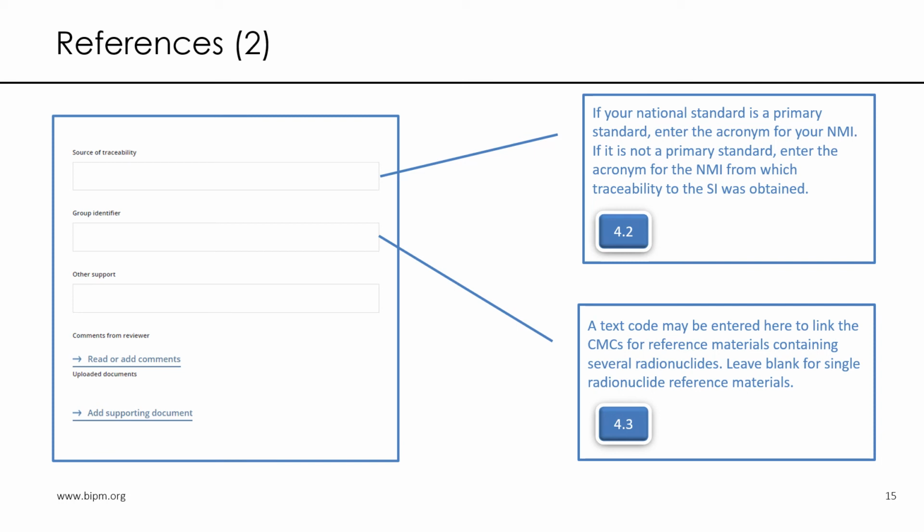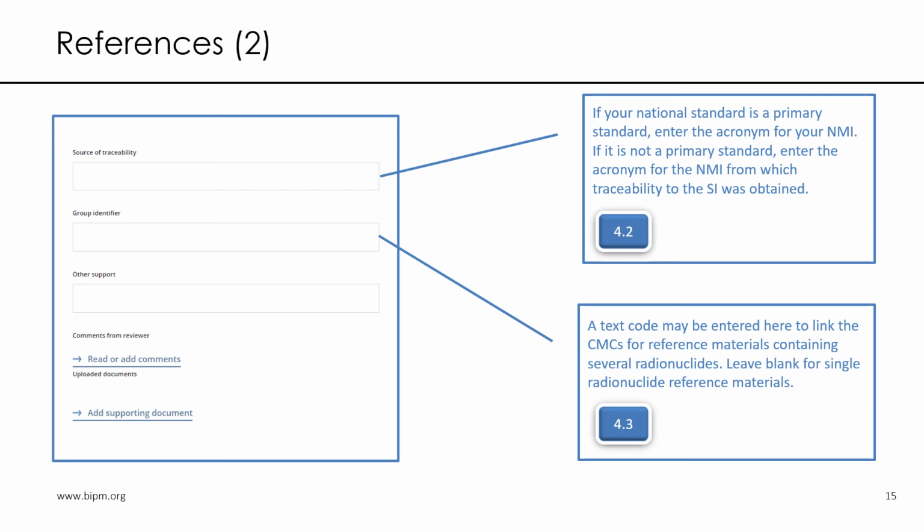The information you need to enter here indicates where you get the traceability to a primary standard from. If your national standard is a primary standard in its own right, all you need to do here is enter the acronym for your own NMI. But if it's not a primary standard and you're using an instrument which was calibrated using a standard from another NMI, enter the acronym for the NMI from which traceability was obtained.